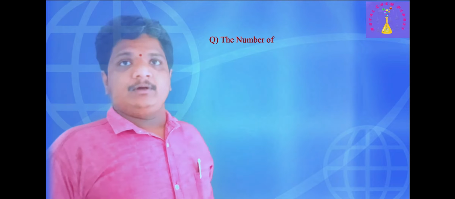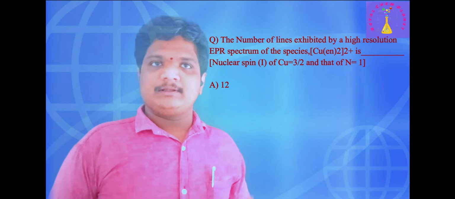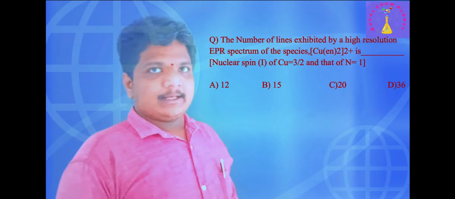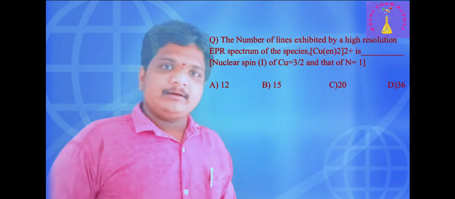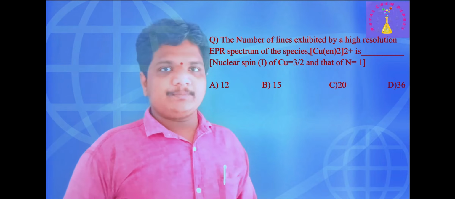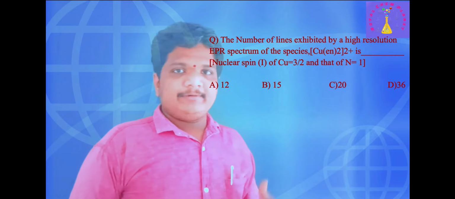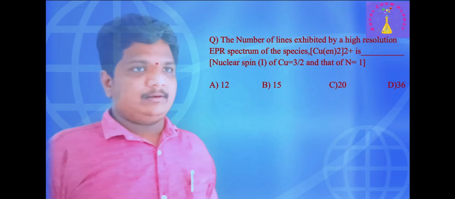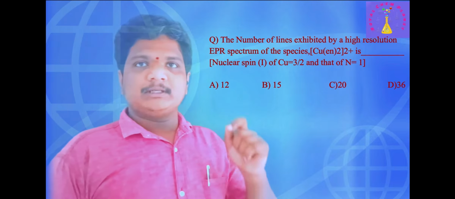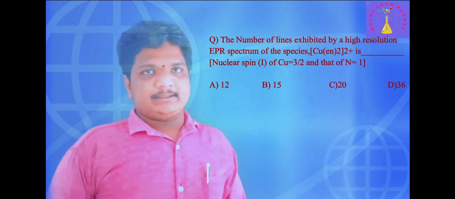The number of lines exhibited by the high resolution EPR spectrum of the species Cu(en)2 2+ is... Here they have given the nuclear spin, that is the I value of copper, which is 3 by 2, and also the I value for nitrogen, which is 1. This question was asked in December 2012 in CSIR-NET, for 2 marks.